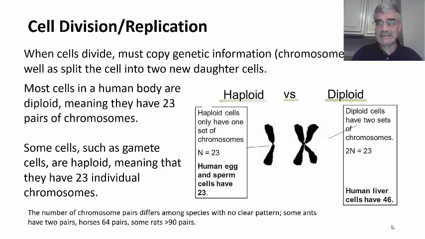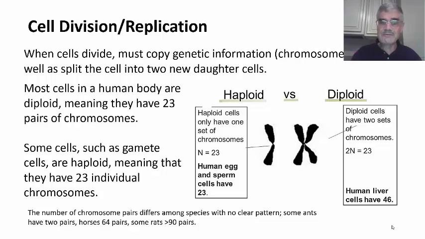Now, most of our cells in our bodies are what we call diploid. Diploid means that the chromosomes come in pairs. And we say that we have 23 pairs of chromosomes. You've heard of 23andMe. 23 pairs of chromosomes in a typical human cell. Most of our cells are diploid.